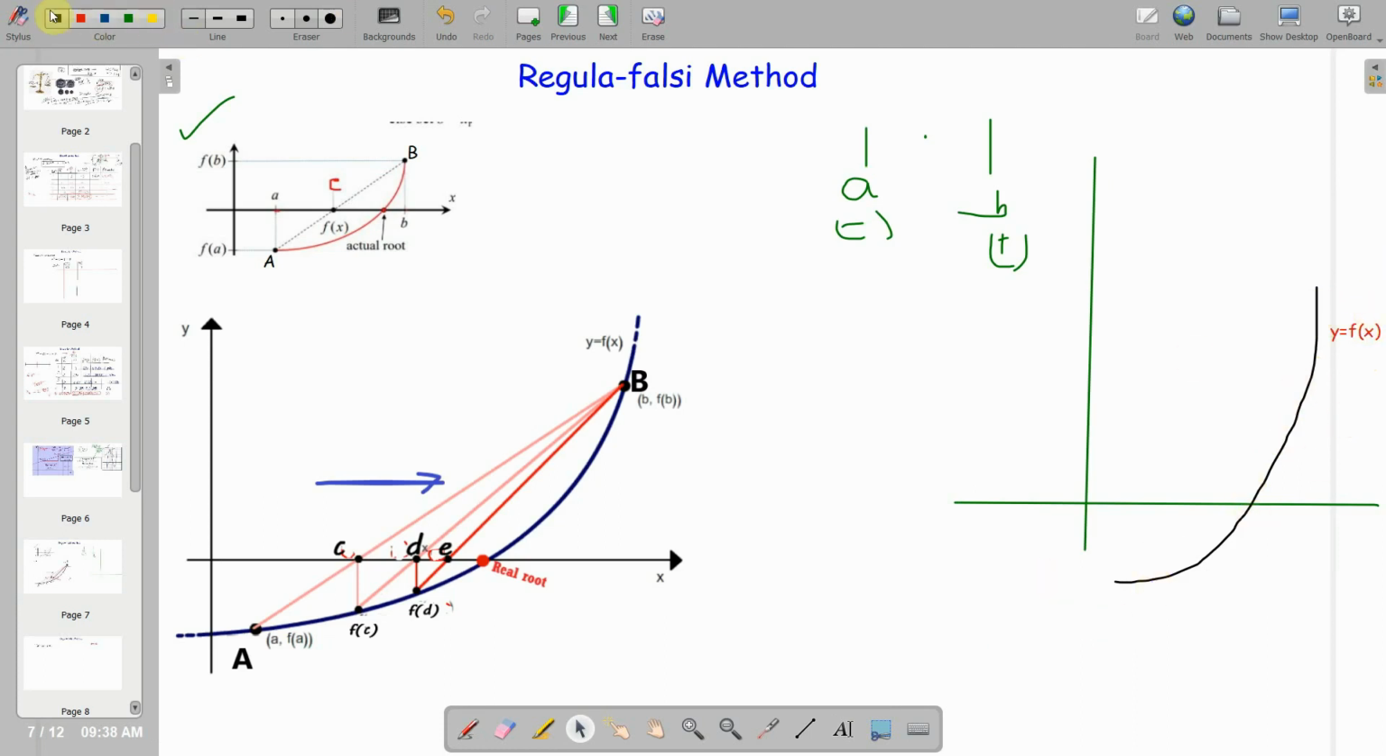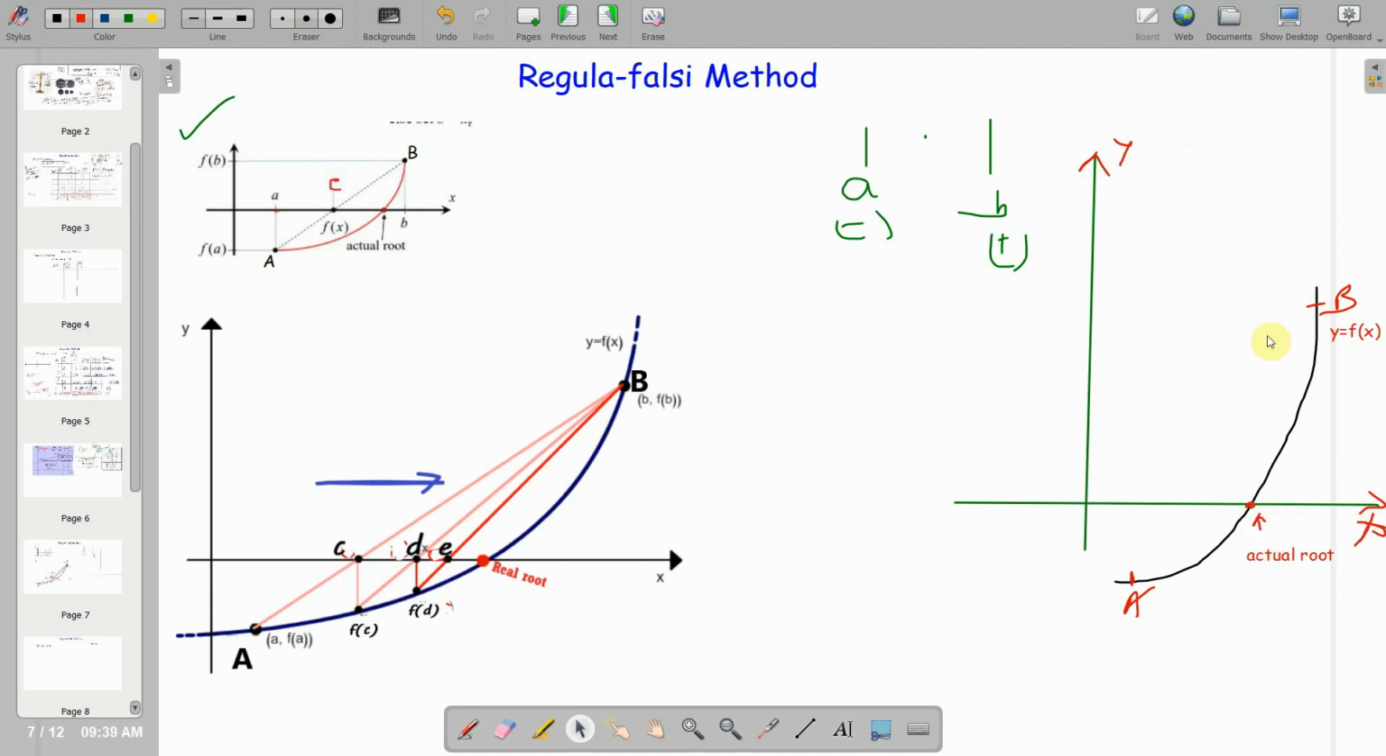Now I always take A as the negative point and B as the positive point. This axis is your x axis, this axis is your y axis. Between the two points A and B you will have an interval in which your root lies. So what is the actual root here? The actual root is the point where the curve intersects the x axis. This point is called the actual root.